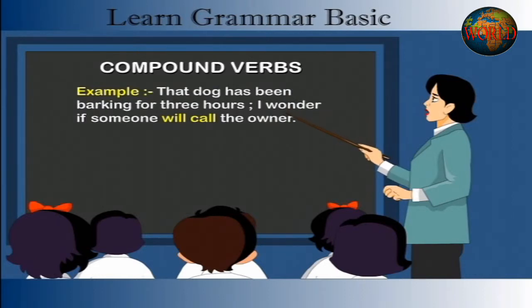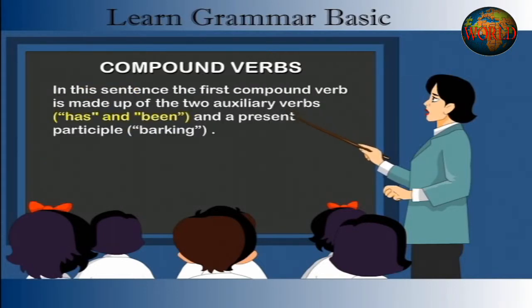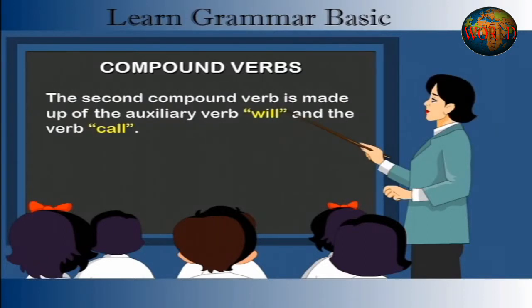Example, that dog has been barking for 3 hours. I wonder if someone will call the owner. In this sentence, the first compound verb is made up of the two auxiliary verbs has and been and a present participle barking. The second compound verb is made up of the auxiliary verb will and the verb call.